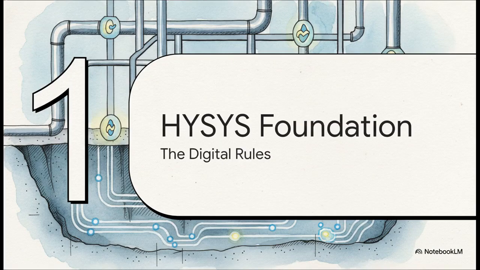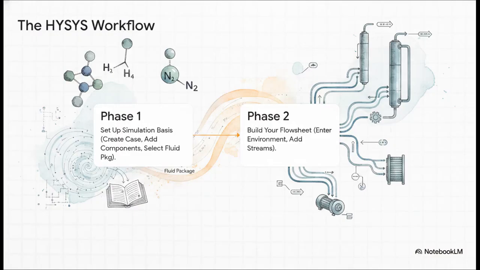All right, part 1, the Aspen HYSYS foundation, the digital rules. To pull this off, we follow a pretty strict two-phase workflow. Phase 1 is all about setting up your simulation basis. Basically, this means you create your case, add your specific chemical components, things like methane, water, or nitrogen, and then you select your fluid package. Honestly, that last part, absolutely crucial. It dictates how all the fluid properties are going to be calculated. You literally cannot skip this.